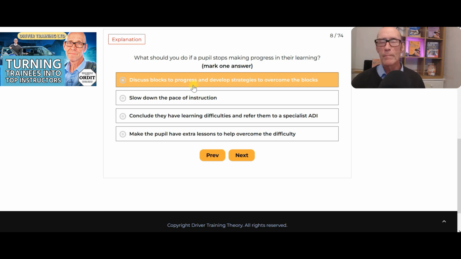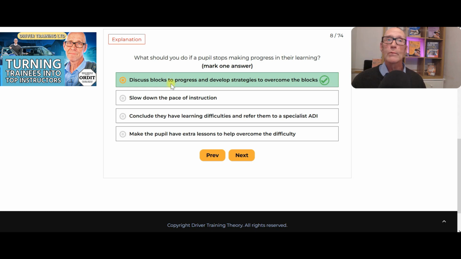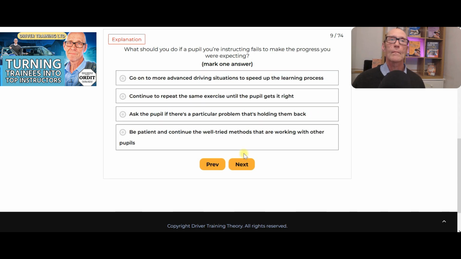Oh, they've got to know what meeting traffic is. A lot of trainee driving instructors can't explain what meeting traffic is. How can we expect a learner to? So they might be having problems, but what's the cause of the problem? So what you need to do is discuss it, get that client-centered learning going.